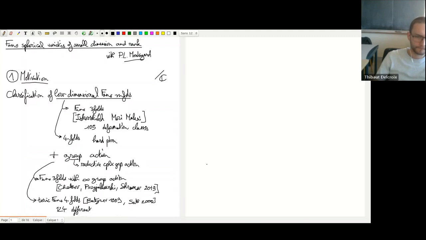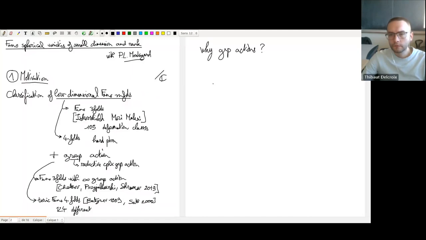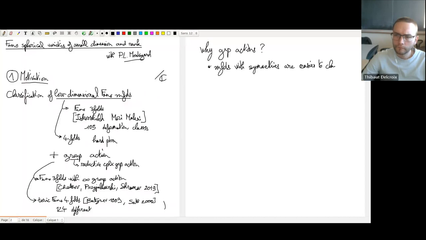Okay. So these are motivating examples of results in the literature, and why care about group actions on Fano manifolds? Let me give quick motivations. The first one is related to that toric example. When you have manifolds with group actions, so with symmetries, they are easier to classify. That's a first reason. That's why toric are done and not the general case.